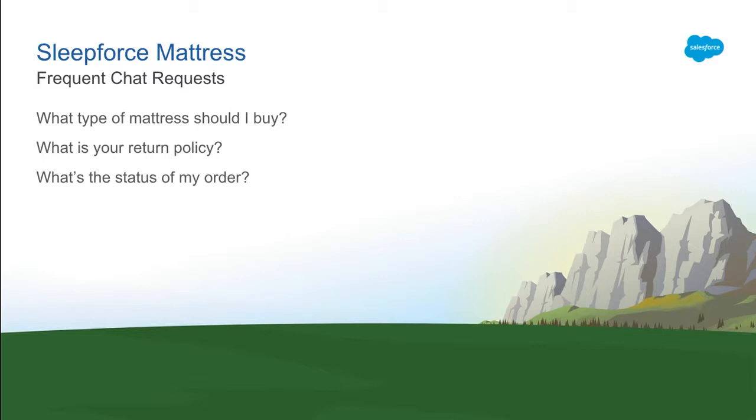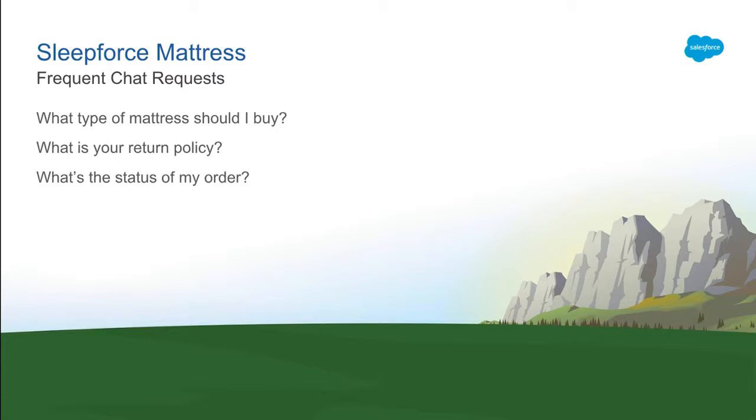So we have a number of support reps, both pre-sales and post-sales, that help with customers as they're asking questions. But there's really a few common requests that our agents get. They're wondering what type of mattress should they buy. Since we don't have any physical stores, they're not going into a store and talking with the sales rep. They'd be communicating with them via online. The organization also has a very generous return policy, so we often get questions about that. And then lastly, after someone has made an order, they're often asking, what's the status of my order?